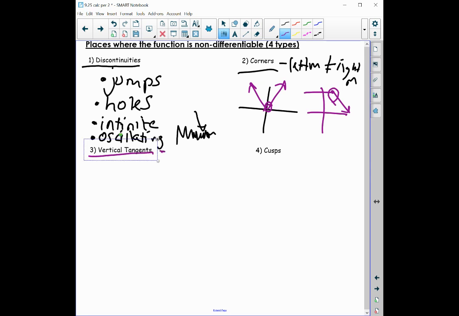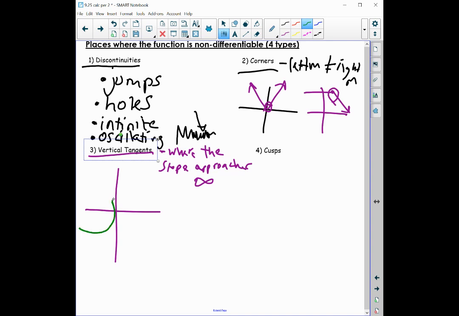Now, the next type of continuous but not differentiable is going to be where the slope approaches infinity. Not where the function approaches infinity, but where the slope approaches infinity. So what would that look like on a graph? On a graph, it would look like this. Now I got to change colors again. Here I am. And then it gets really vertical and then continues on.